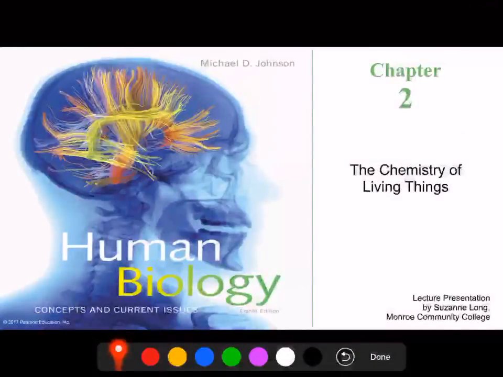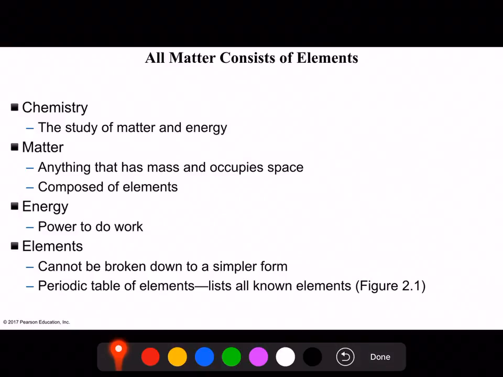Okay, hello again, everyone. This is the second chapter of human biology. We are going to understand in this chapter the chemistry of living things, and we are going to see very lightly parts of the chemistry, and it will be totally different and totally lighter than what anatomy and physiology students are usually seeing. So let's go. Let's get some introductions, starting with chemistry.